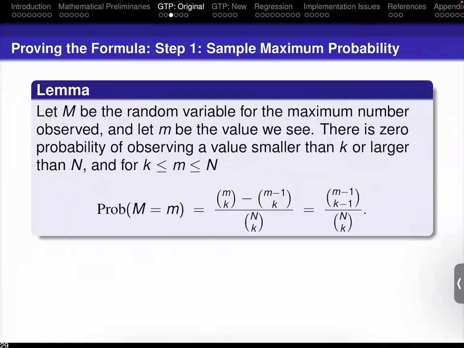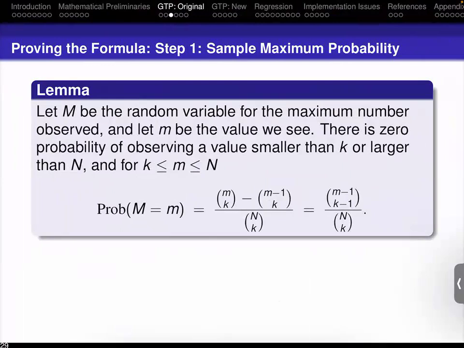Okay. So here is the key lemma, and this is a nice probability lemma. So let capital M, because we use capital letters for random variables, lowercase letters for the observations, be the random variable for the maximum number observed. Little m is what we see. There's, of course, zero probability that we see anything 0 or less. In fact, there's zero probability that we observe anything less than k. And there's zero probability that we observe anything larger than capital N.